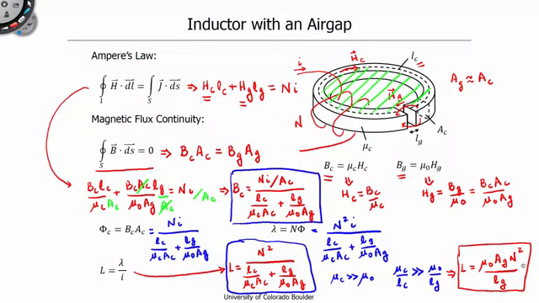Most of the inductors that we will design in power electronics will utilize the air gap to set the value of inductance and hardly ever use the core permeability to set the value of the inductance.